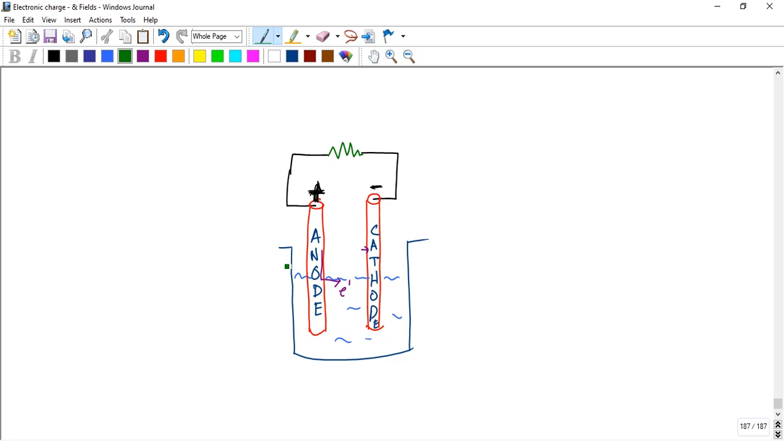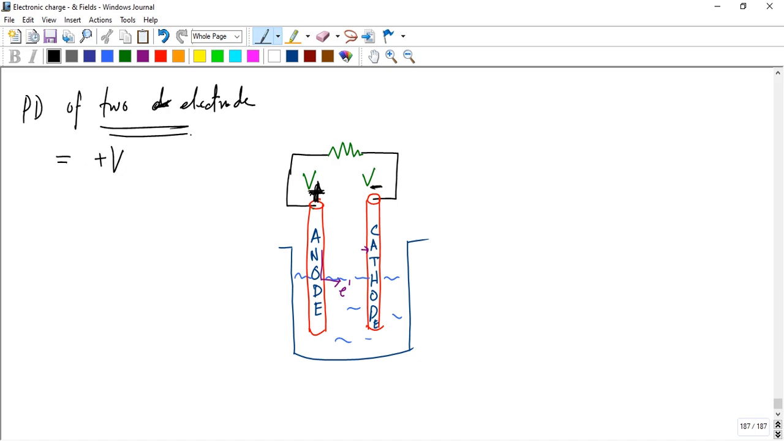So now the load concept here: the current passes from higher potential to lower potential. So the potential here is V plus, here the potential is V minus. So the potential difference between two electrodes, the PD of two electrodes, is equal to plus V plus minus of minus V minus. So finally you get V plus plus V minus. That's the potential difference between the two electrodes.